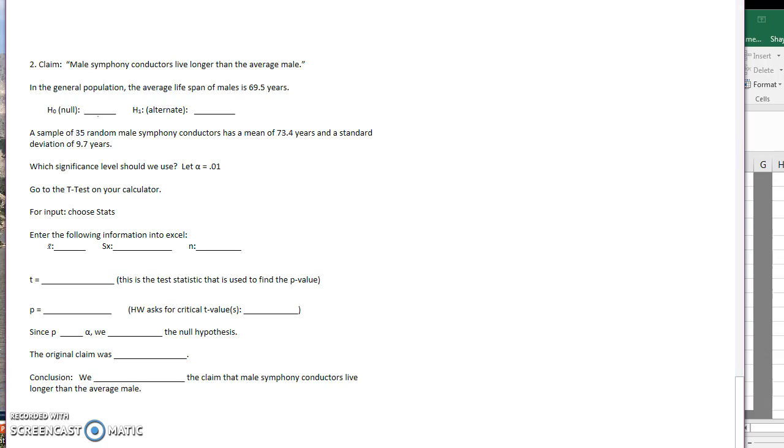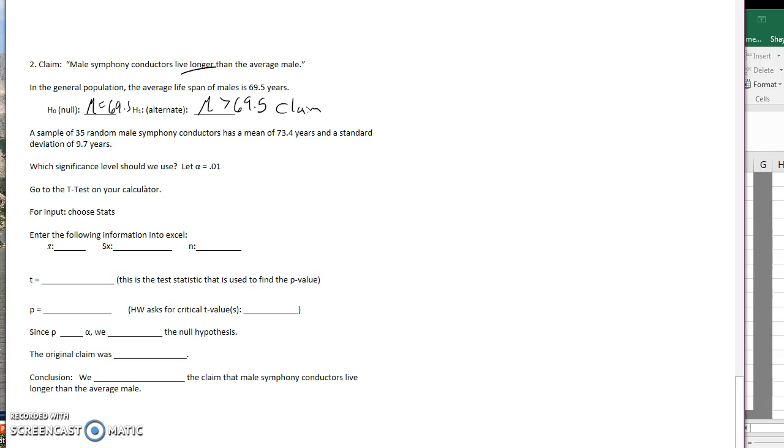Remember that our null hypothesis is always going to be equals, so the null will be that it is equal to 69.5. So then the alternative, but this one, we want to know if they live longer than the average male. So that would be males greater than 69.5. And this one's going to be our claim. So we're either going to support or fail to support this claim.